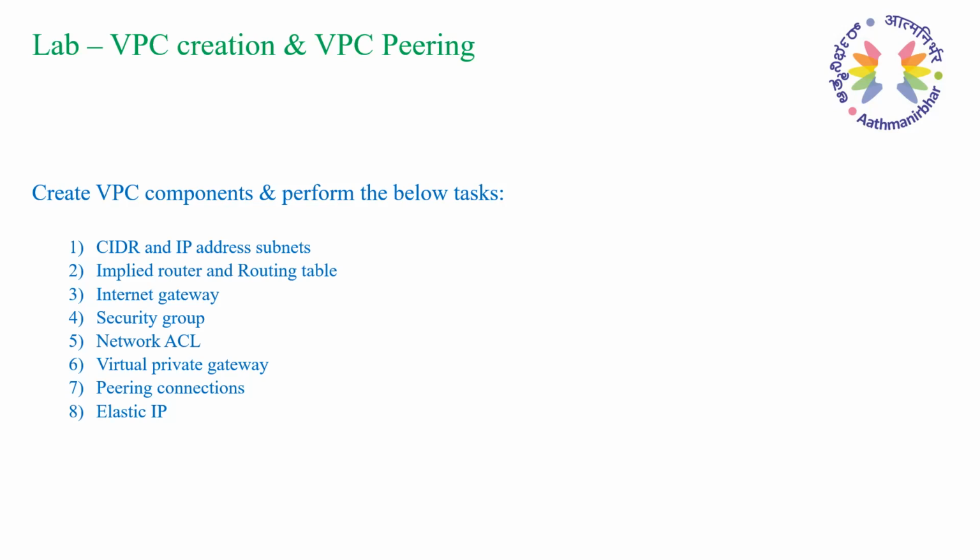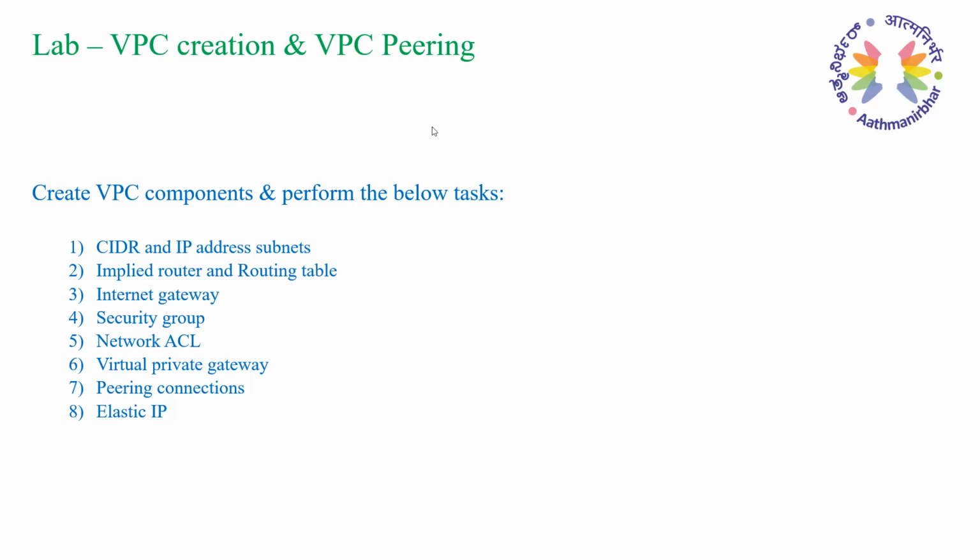A CIDR block, IP address subnets, implied router, routing table, internet gateway, security groups, NACL, that is network access control list, virtual private gateway, peering connection, elastic IP address, all these things. Till date, we never touched upon any of these topics. However, we used to pick the default VPC, create our EC2 instance, connect, and use that internet connection inside that virtual machine, correct?